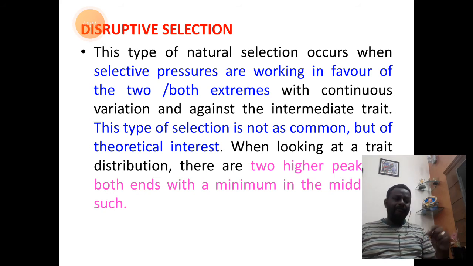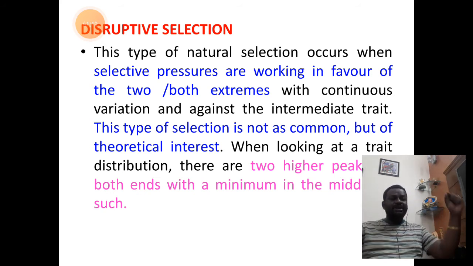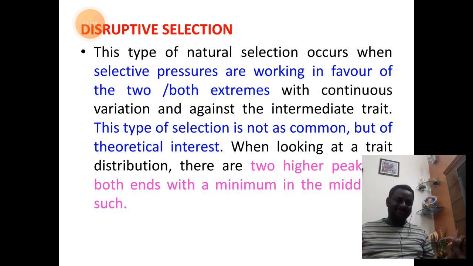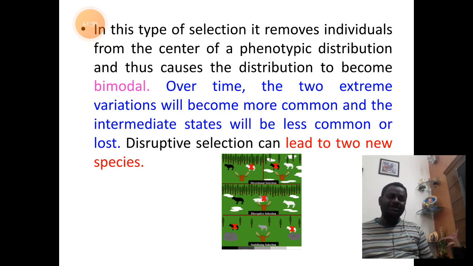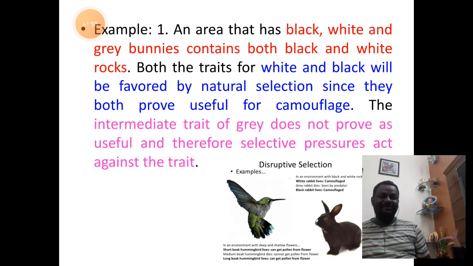When we draw a graph of it, you find both the extremities showing two peaks at both ends. So this is a kind of graph which we call bimodal. So the intermediate trait is very less common, or it will be lost in the environment. Thus we call it disruptive selection. It always leads to the formation of two new species at a time. Okay, two species can be formed at a time, but this is not commonly seen in nature.